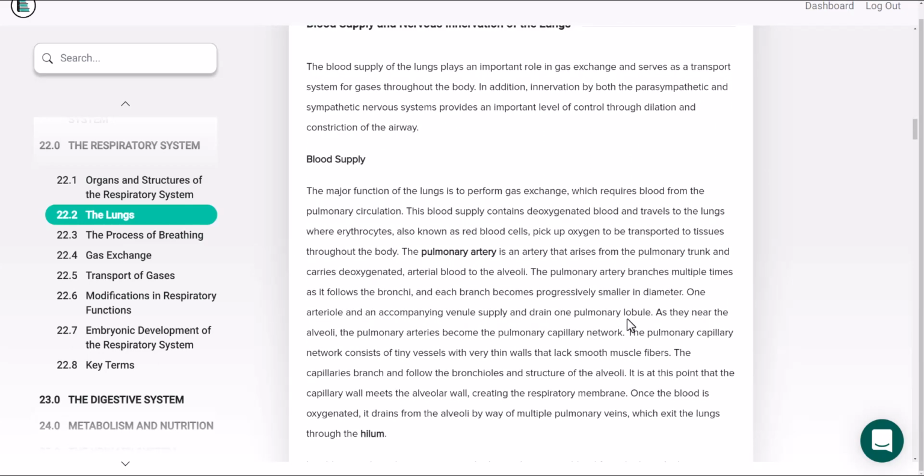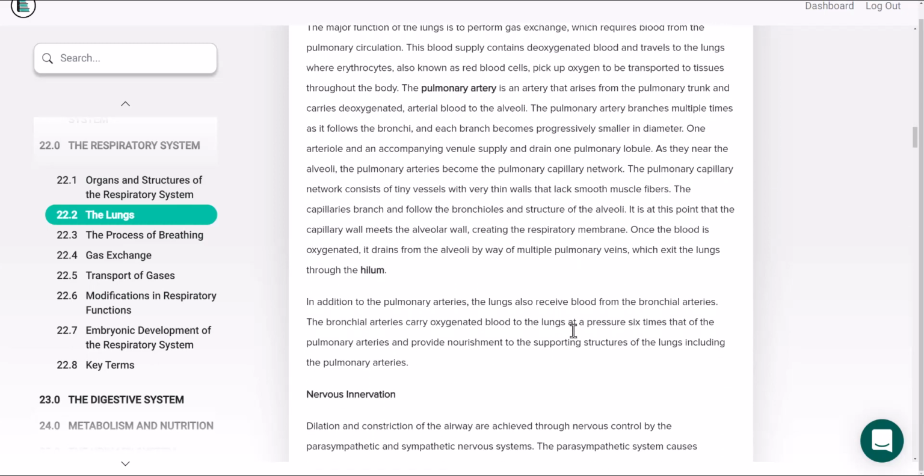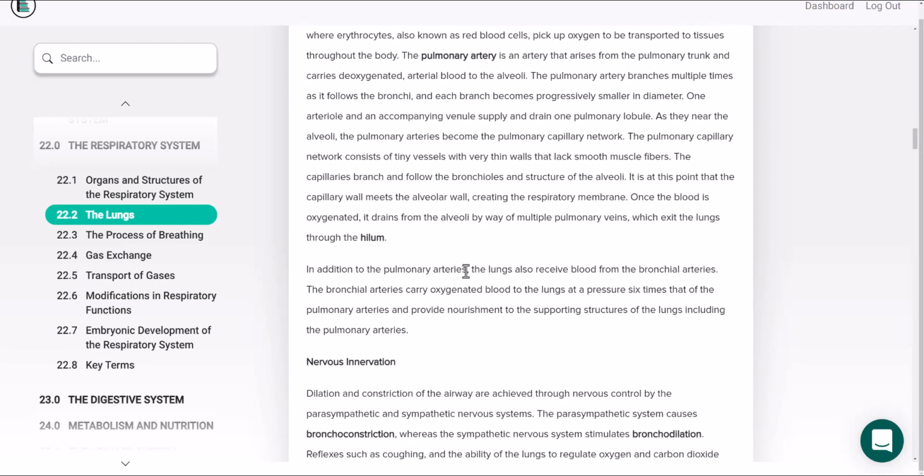Blood supply. There is the pulmonary artery. You know about this from the cardiovascular unit. There's the pulmonary trunk that splits into the right and left pulmonary arteries. Those pulmonary arteries split down into pulmonary arterioles and eventually go down and deliver blue blood to the blood capillaries around the alveoli.